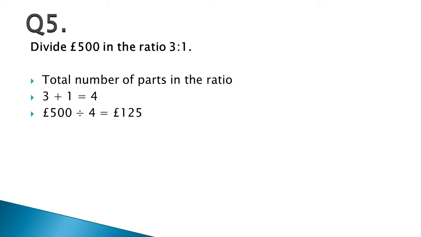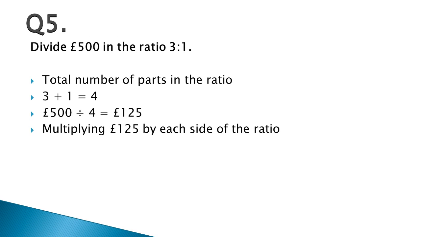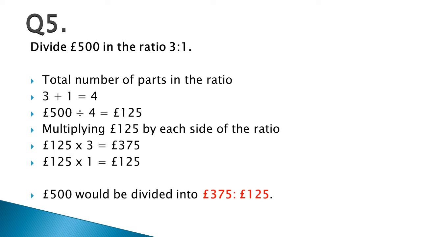So if you multiply 125 by each side of the ratio, the first side of the ratio is equal to 3. So 125 times 3 gives you 375 pounds. And the second side of the ratio, which is 1, so 125 times 1 gives you 125 pounds. So that means 500 divided into the ratio 3:1 gives you 375 pounds to 125 pounds.